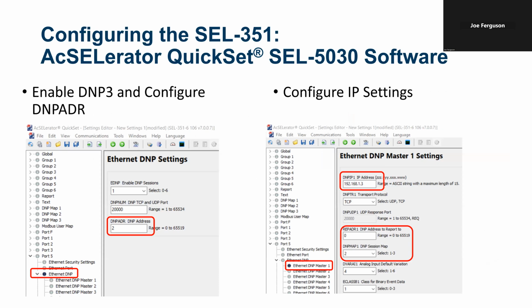So in AcSELerator QuickSet, you open it up, you connect to the device, in this case, the 351, and you'll be able to see all the settings.